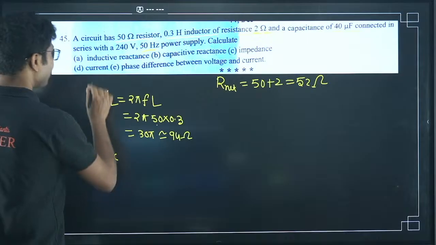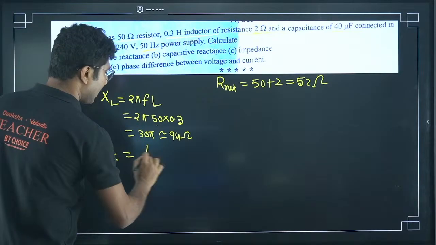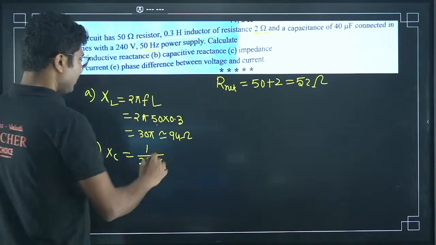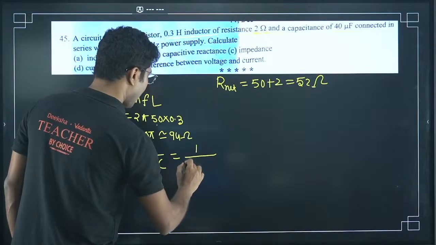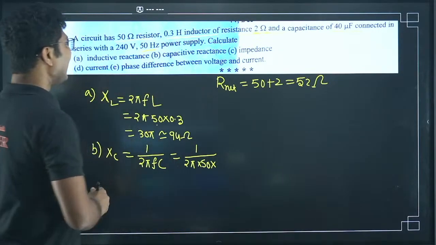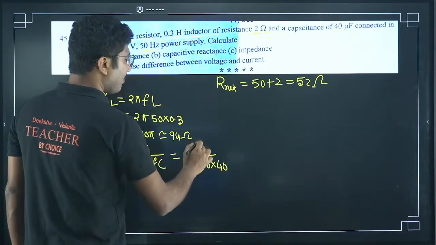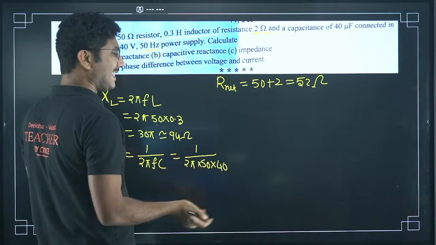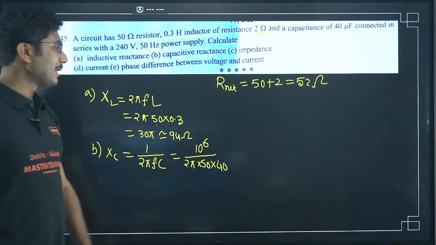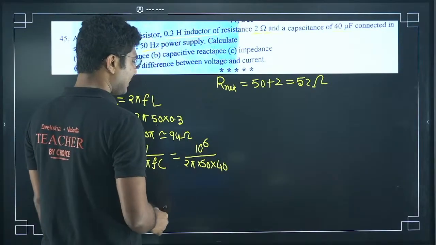What is XC? So this was part A, inductive reactance. Now capacitive reactance. The capacitive reactance formula is 1 by 2 pi f into C. Let's put the values: 1 by 2 pi into 50 into C, which is given here as 40 microfarad. So 40 micro means what? Micro means 10 to the power of minus 6. We will put that in the numerator as a positive, 10 to the power of 6, because we like everything positive.